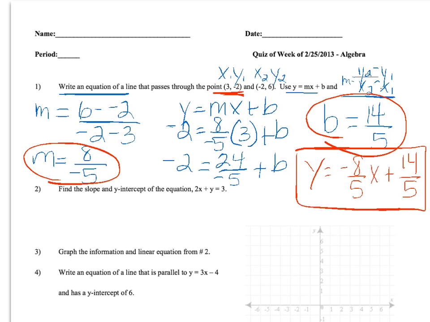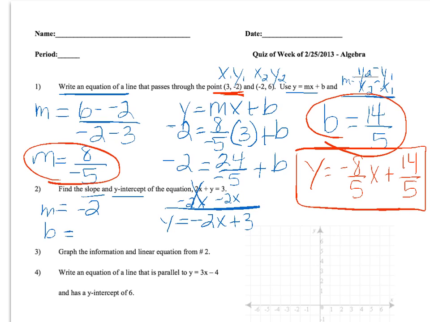The next question we have is to find the slope and y-intercept of the formula 2x plus y equals 3. So we need to put this into y equals form, and to do that I'm going to subtract 2x from both sides. And we have a cancellation here. Y equals negative 2x plus 3. And our slope, being the coefficient in front of the x, is negative 2, and our b is a positive 3. And in question number 3, it asks us to graph that information.